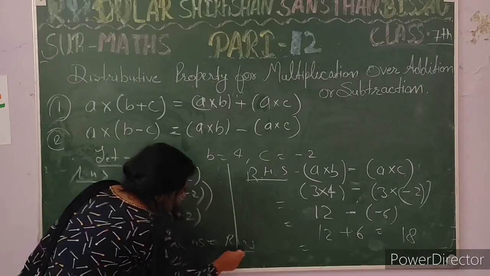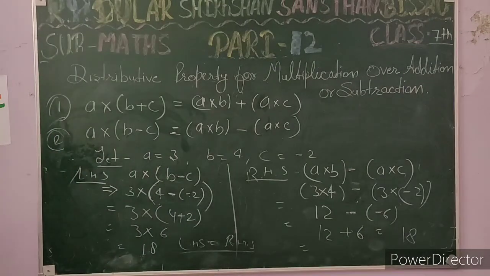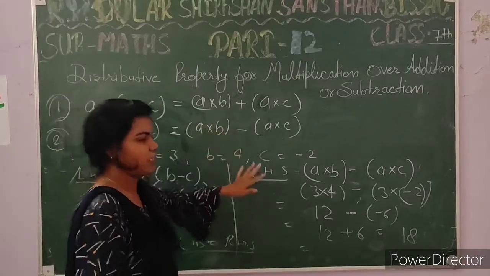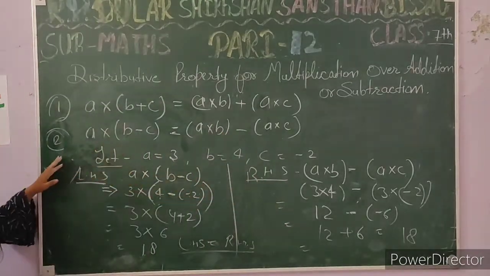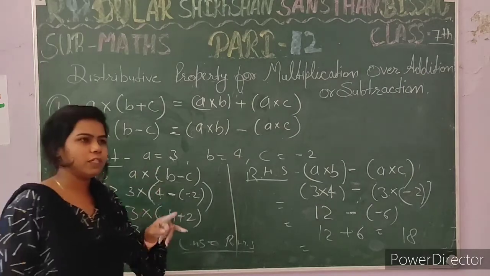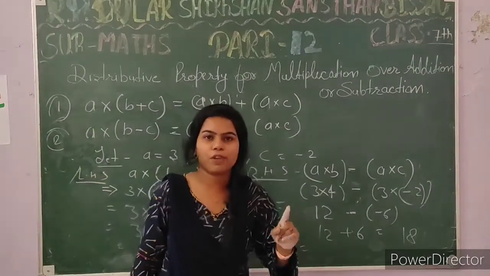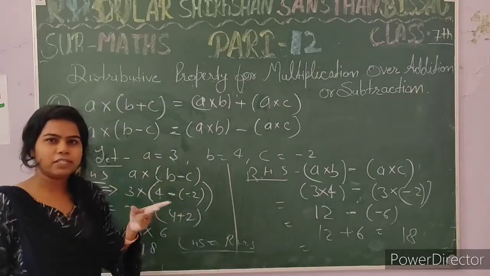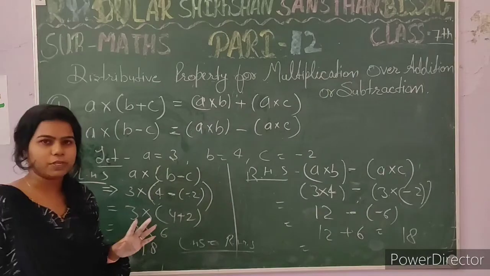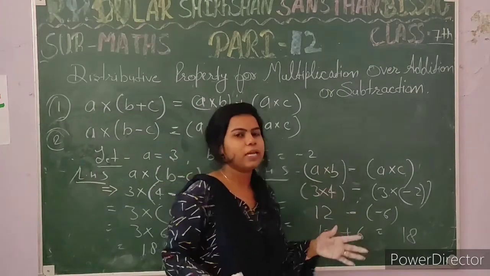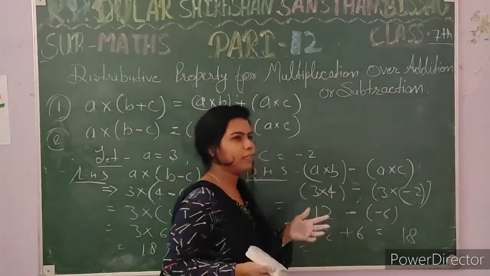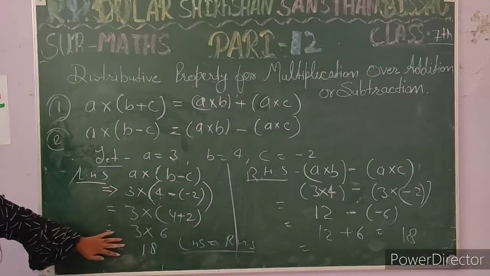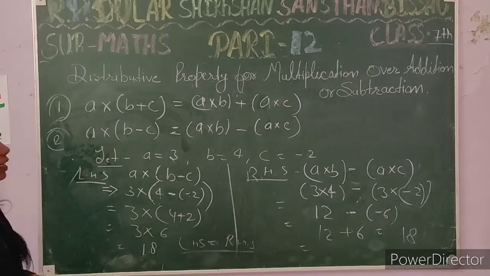Students, these are very simple questions. We can use the distributive property of multiplication over addition or subtraction in this way. You have to understand this type of question. Remember only one thing: if we have any brackets, first of all solve the brackets, then division, then multiplication, then addition, then subtraction. Practice at home more and more, and you will be perfect in these types of questions.